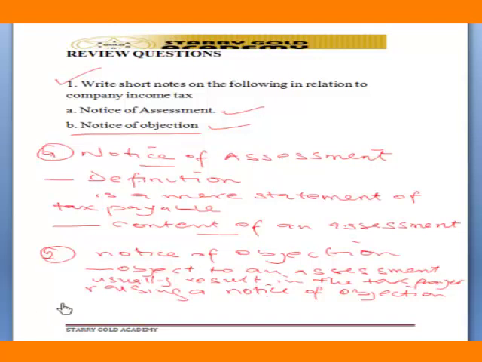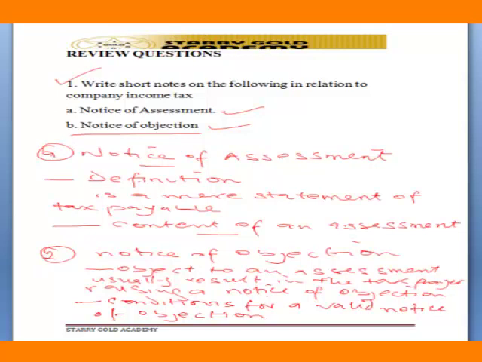Most importantly, you should also not forget to tell us the conditions for a valid notice of objection. This will give more flesh to answering this question. It will give you more marks if you are able to put down these two important points: how a notice of objection comes up and the conditions for a valid notice of objection. So with that, you should be okay with this question.